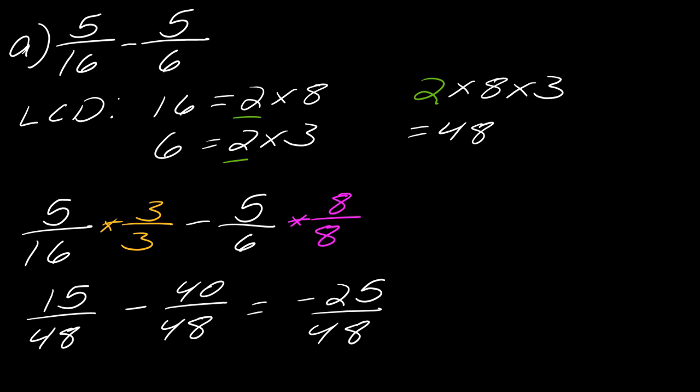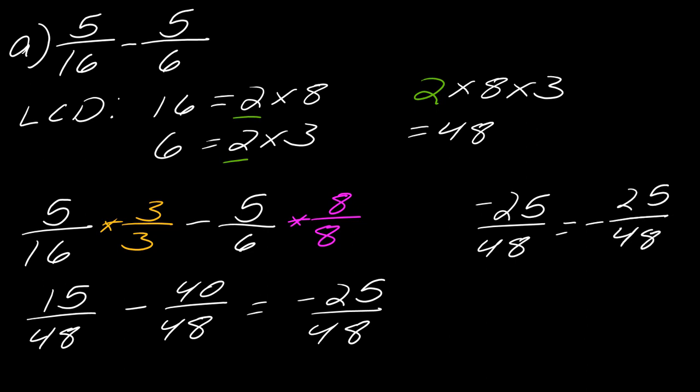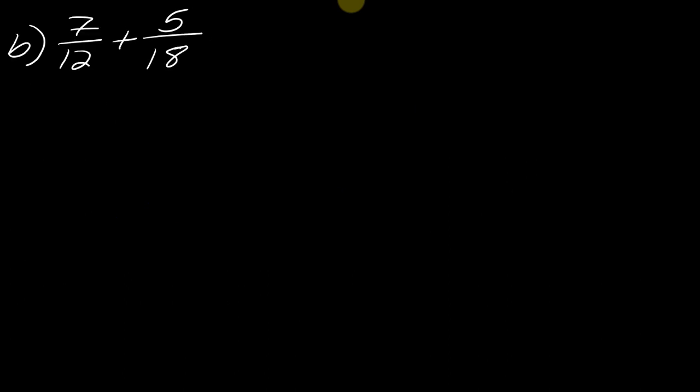And by the way, just one other note, negative 25 over 48 is the same as just putting that minus sign right in the middle. These two things are equivalent. Sometimes people get worried about where to put the minus sign. It doesn't matter. You could also put it in the bottom if you wanted, and it would still be the same thing. Okay, so moving on to B here.